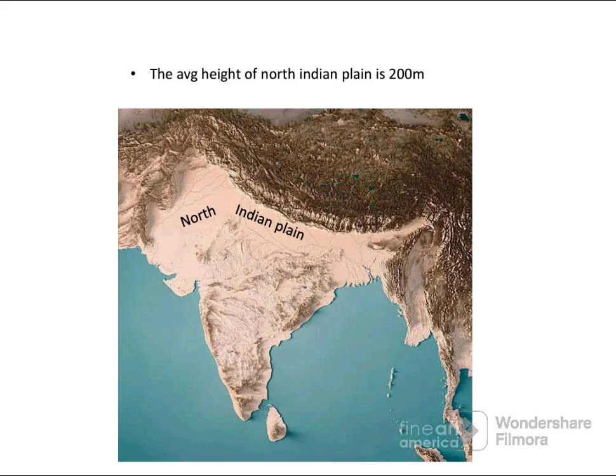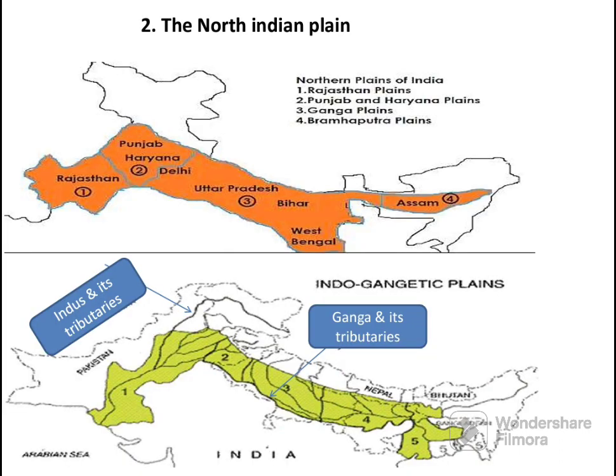The North Indian plain is located right below the Himalayan belt with an average height of 200 meters from the sea level. And as you can see, the North Indian plain exactly starts from the westernmost part of Rajasthan, and then it later covers Punjab, Haryana, then states such as Uttar Pradesh, Bihar, West Bengal and also Assam.